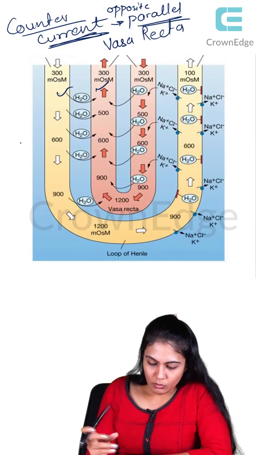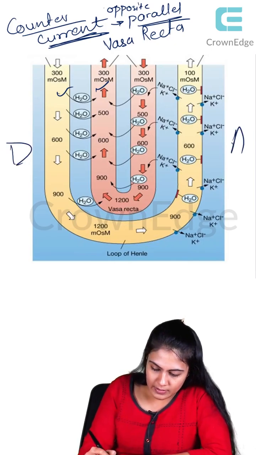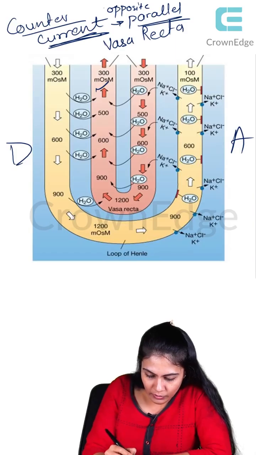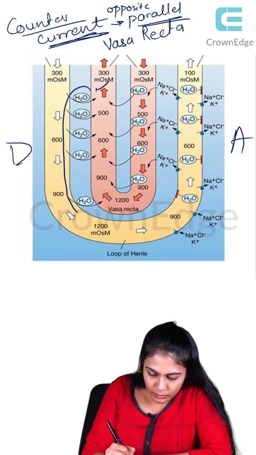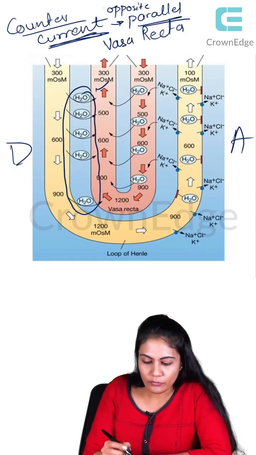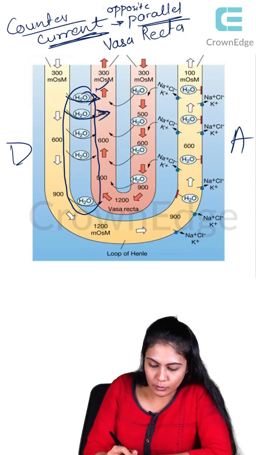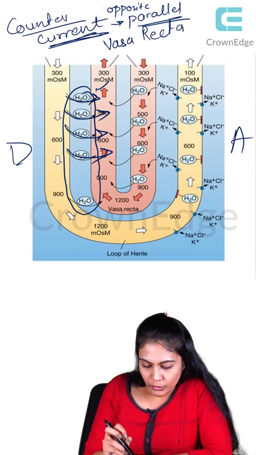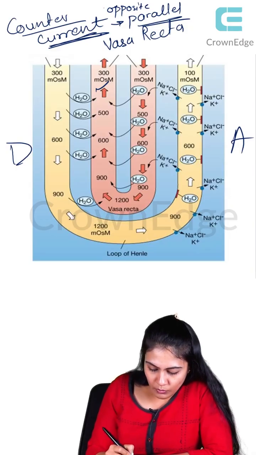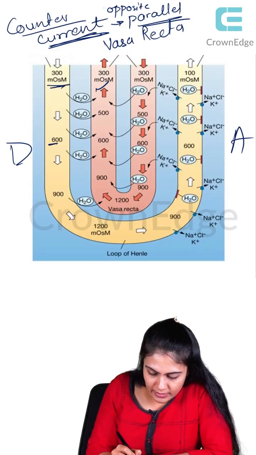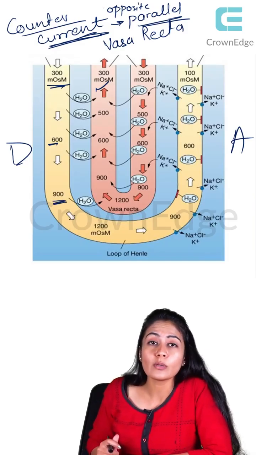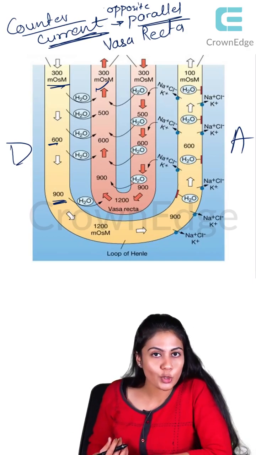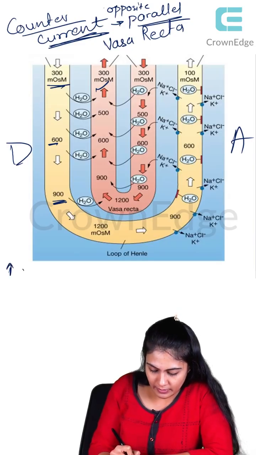Let's see. We said that this is the descending loop of Henle and this is the ascending loop of Henle. What happens is, in the descending loop of Henle, only the water is going to get reabsorbed. You can see only water molecules are getting reabsorbed into the blood. So only the water molecules are reabsorbed, that means the osmolarity is going to increase. Why? Because more and more solvent is gone and more solutes are remaining inside this tubule. So osmolarity increases.